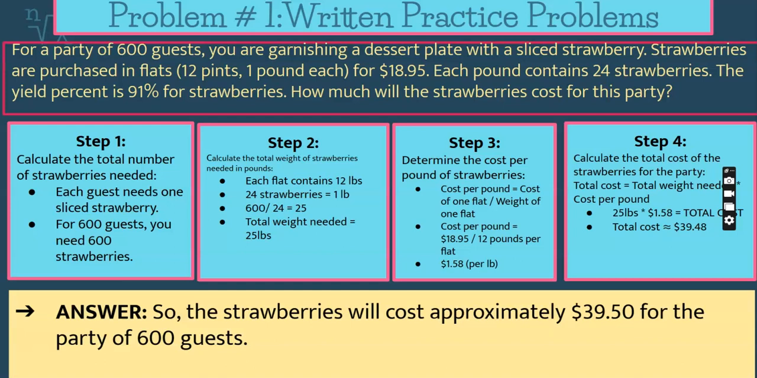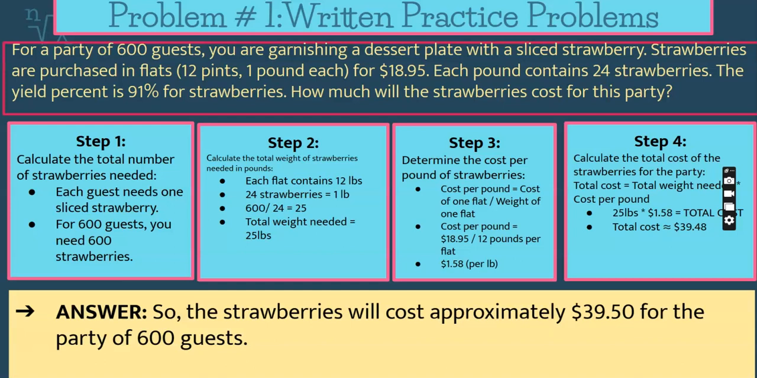Step number 3 is to determine the cost per pound of strawberries. The cost per pound formula is the cost of 1 flat divided by the weight of 1 flat. So we take the $18.95, because that's how much 1 flat is, and divide by 12, because that's how many pounds of strawberries are in 1 flat. You get $1.58 per pound for the strawberries.